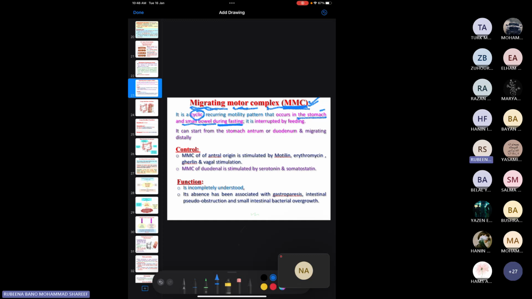But as you eat, this MMC will be interrupted. It can start from the stomach antrum or duodenum, and then it will migrate distally. The stomach antrum is the part from where the duodenum starts. So it can start from here, then go to the duodenum and distally to the other parts of the small intestine.